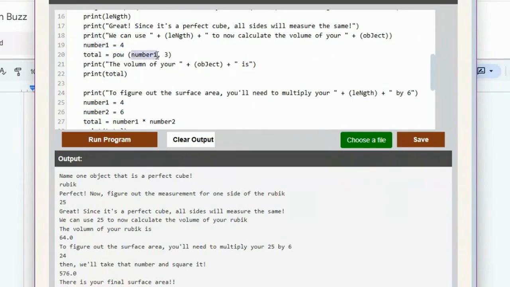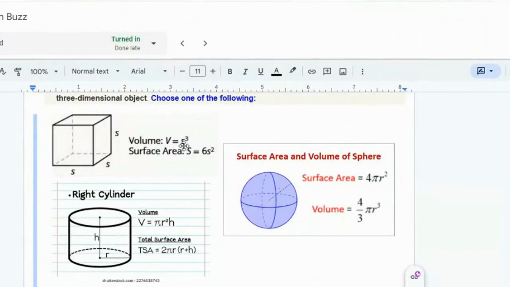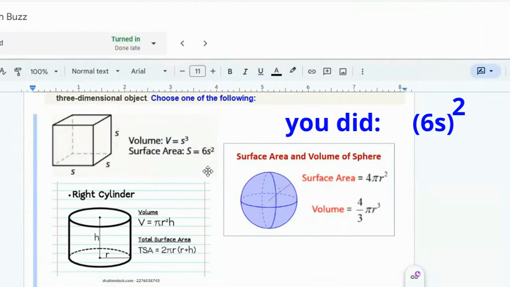This should be length. The volume should be whatever I entered to the third power. And then to figure out the surface area, let's look at the template real quick. Yes, the volume is the side length cubed. The surface area is 6 times the side squared. You multiply 6 times the side first and then square it. That squares the 6 also. This is just supposed to be the s squared, and then you multiply that by 6.